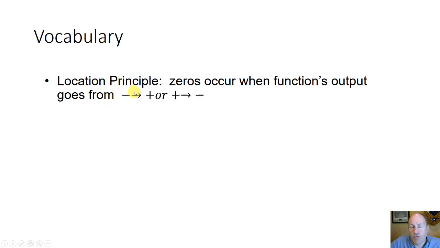First of all, the location principle: a zero in a function occurs as its function values change from negative to positive or positive to negative, meaning that they cross the x-axis at that point, because they have to go through zero between negative numbers and positive numbers or vice versa.